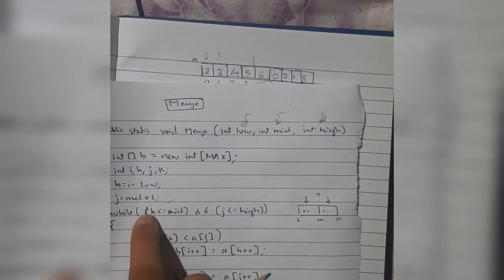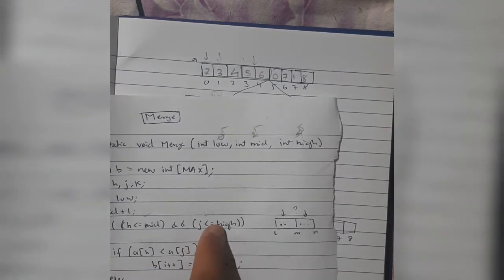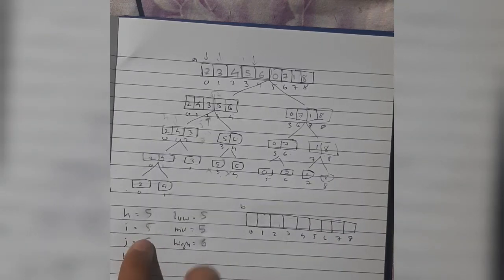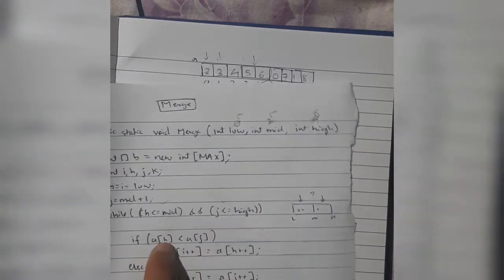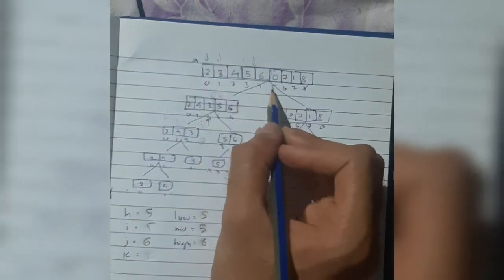So then we'll be comparing, H is less than or equal to mid. Yes, it's less than or equal to mid. J is less than or equal to high. Yes, J is less than or equal to high. And then A of H is less than A of J. What is A of H? A of H is A of 5. A of 5 means 0.